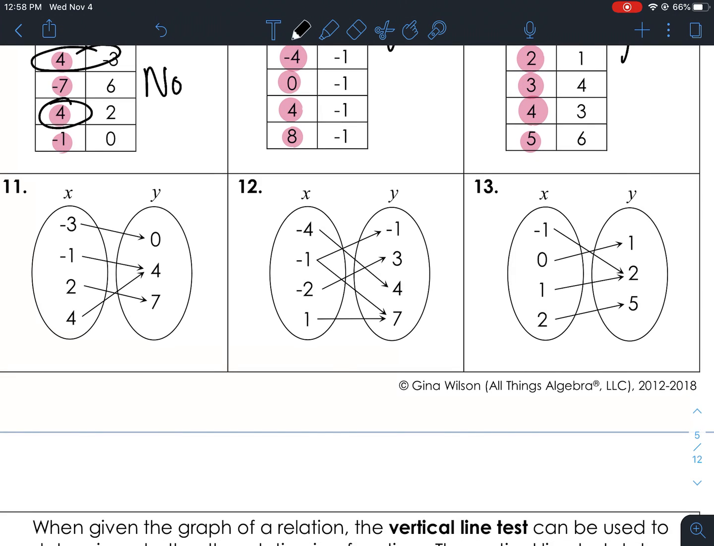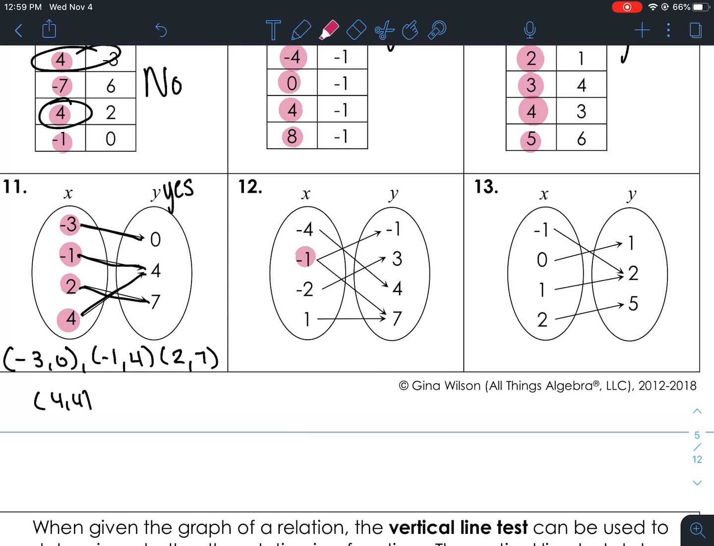Now when we're looking at mappings, it's a little bit different. As you remember from before, in mapping, we're drawing arrows to connect where my points are. So for example here, this one would have the points -3, 0, -1, 4, 2, 7, and finally 4, 4. Those all represent the points that we have here. So you notice here, none of my x's repeat because there is only one line going from each of my x's. So this one is a function.